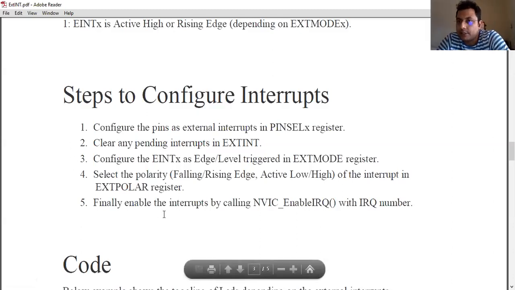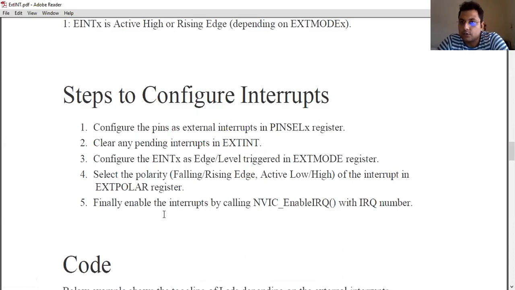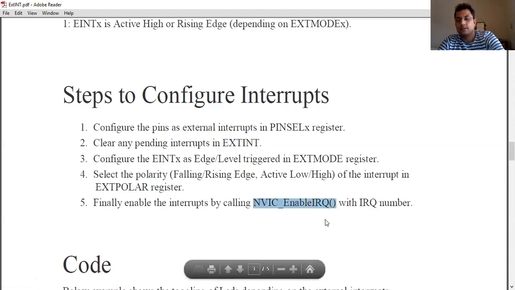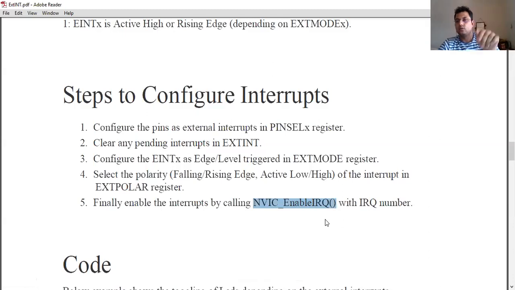And we have to enable it. So in our code itself, we have to enable that interrupt. To enable any interrupt, we always use this function, NVIC_EnableIRQ, and as an argument we provide that interrupt name, with the IRQ number or the name.